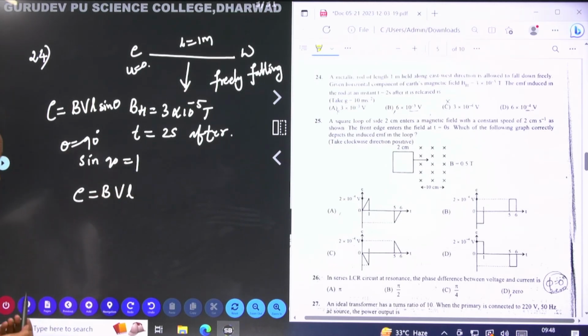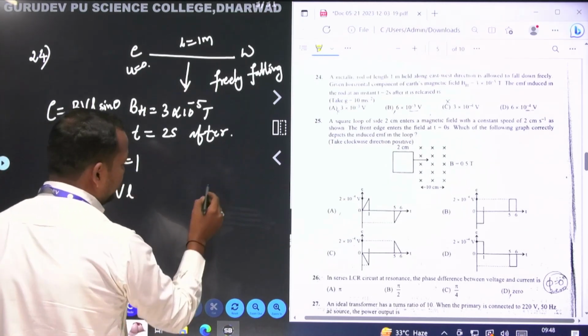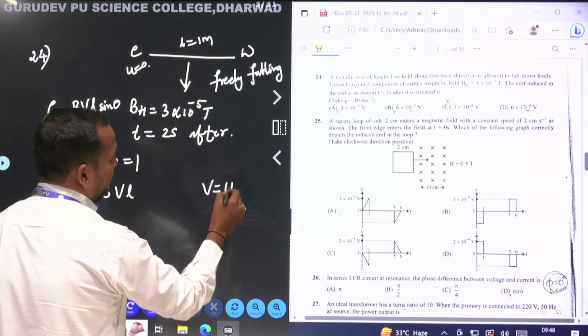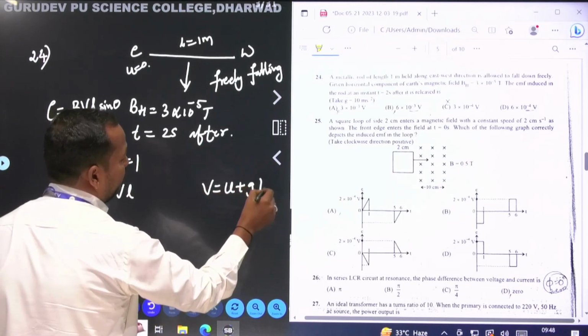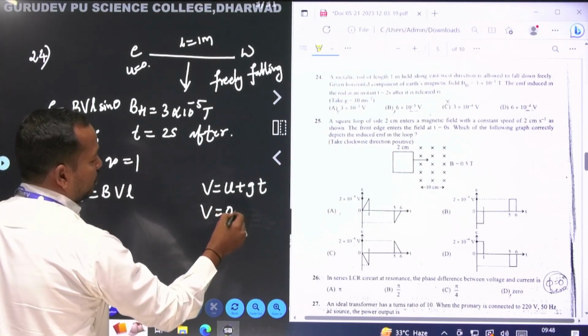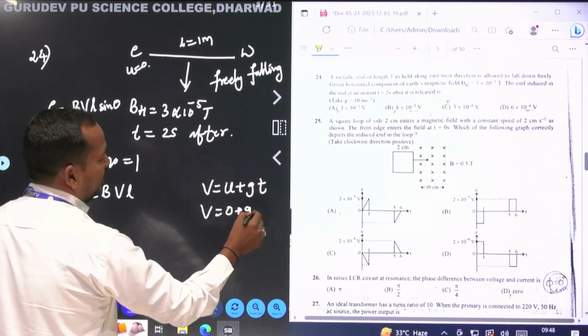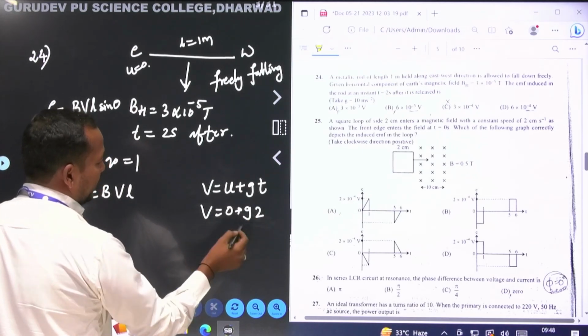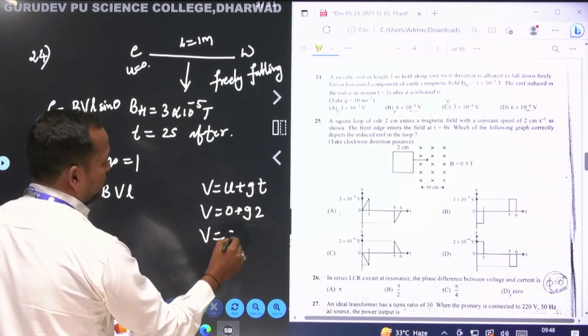Velocity we need to calculate now. For a freely falling body, the velocity formula is V = U + GT, which we used to take. And V is equal to initial velocity 0 plus G and how much time? That is 2. Therefore, we can say that V is equal to 2G.